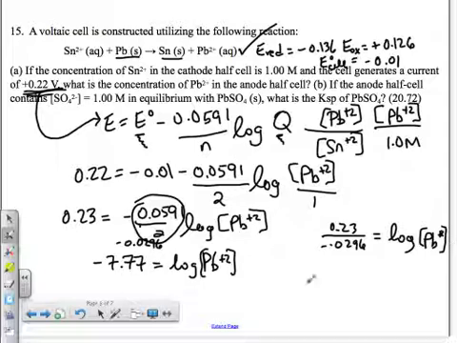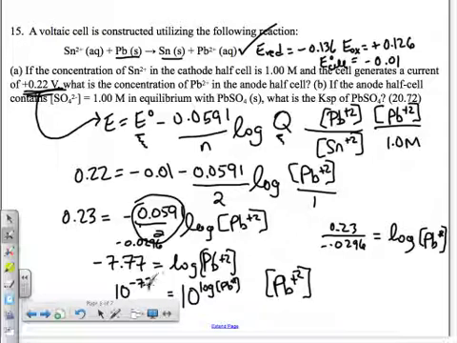So now I'm going to take 10 to the power of both sides. So to get Pb+2, I am taking the anti-log of both sides. So when I do 10 to the log of this, that is equal to 10 to the minus 7.77. All right, so Pb is equal to the anti-log of negative 7.77, and lead is equal to 1.7 times 10 to the minus 8 molar.